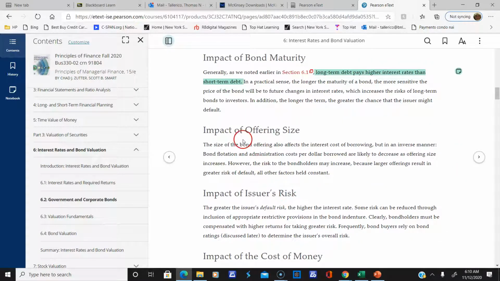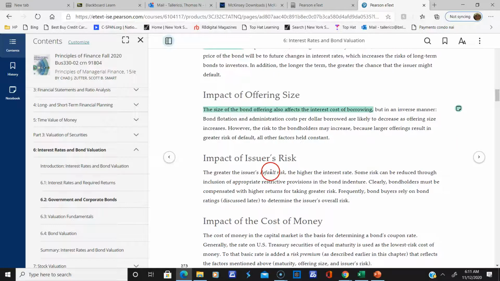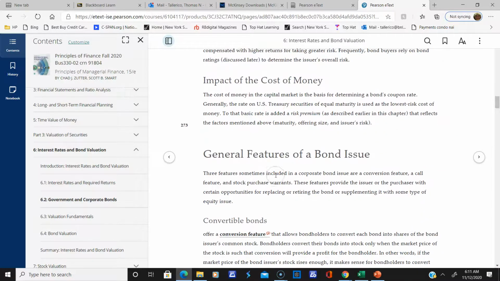All right, so the size of the bond offering also affects the interest cost of borrowing. So if basically it's a large offering, okay, that's going to affect the price. But it's in an inverse manner. Bond flotation and administration costs per dollar borrowed are likely to decrease as offering size increases. So it's inversely related. However, the risk to the bondholders may increase because larger offerings result in greater risk of default. Okay? All right, so there's a lot of different terms, and you should read through these.